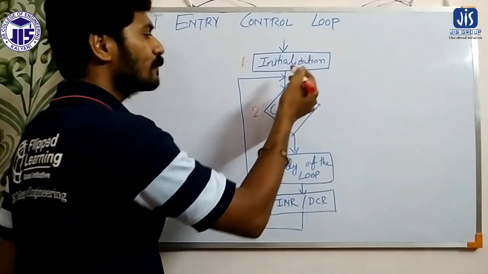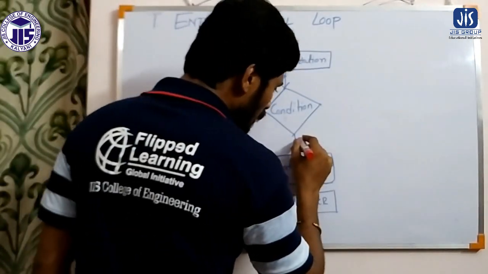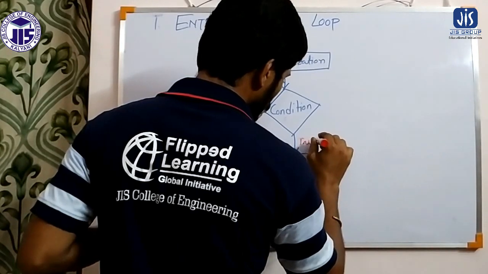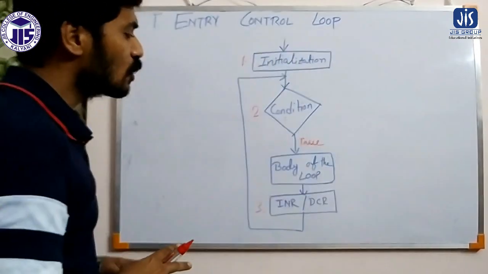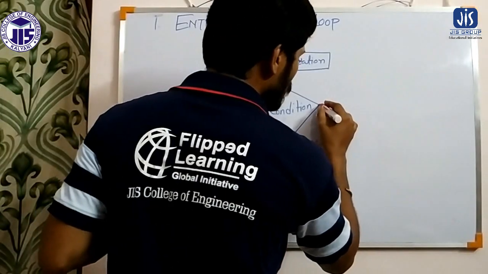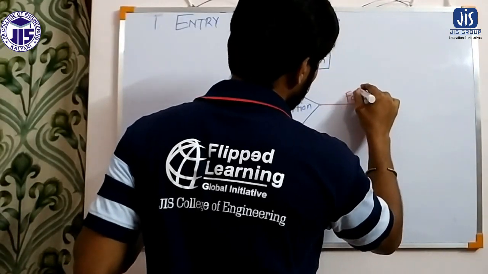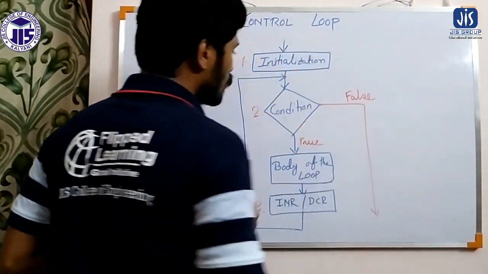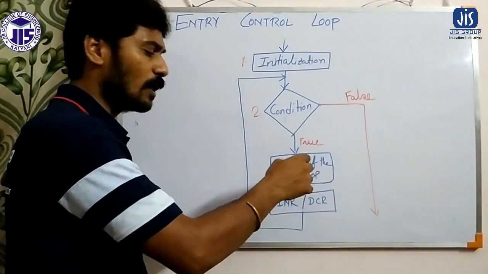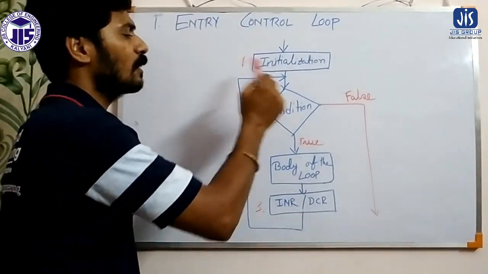Okay. So after initialization, we are verifying the condition. If the condition is true, then the body of the loop will execute. And if the condition is false, it will get out of the loop. So if the condition is true, it will execute the body, increase the value of the variable, and again it will verify the condition.